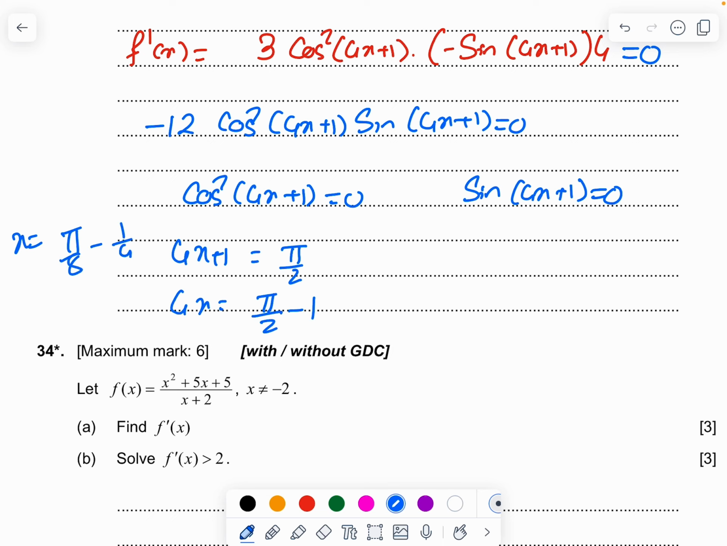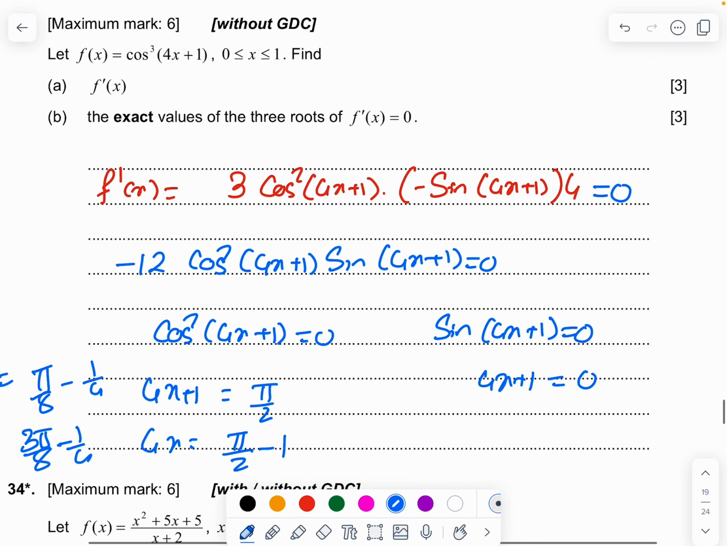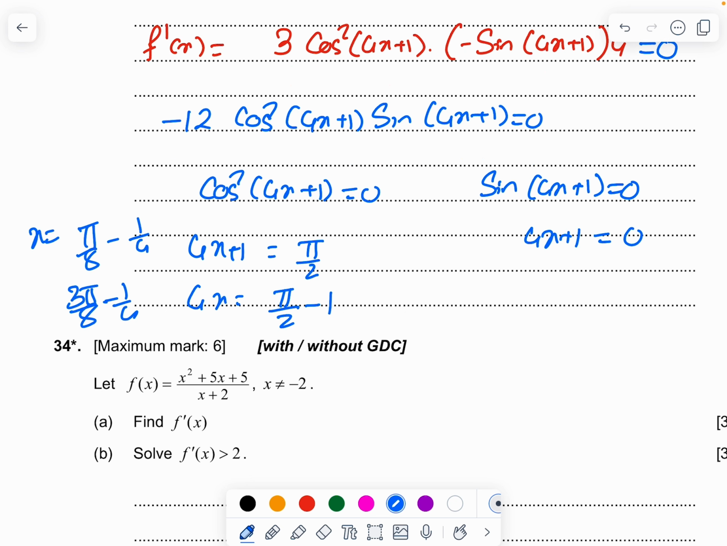Now, in order to get another one, what am I going to do? I can add 2 pi to this. If I add 2 pi to the angle, I get 3 pi by 8 minus 1 upon 4. Whereas for sine 4x plus 1 equals 0, 4x plus 1 should be equal to sine 0 itself. But over here the x value is coming negative, and I want only positive x values. So therefore I am going to take only two values, which are pi by 8 minus 1 by 4 and 3 pi by 8 minus 1 by 4.